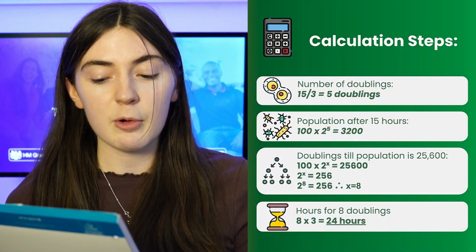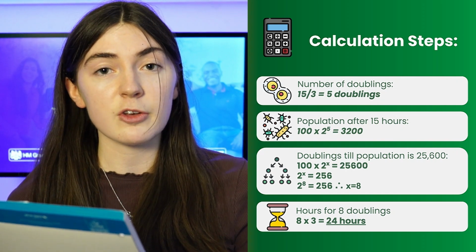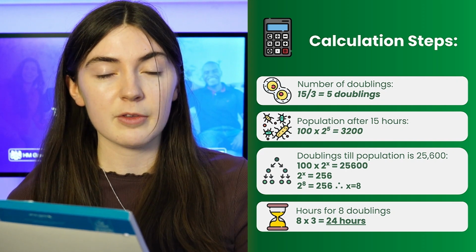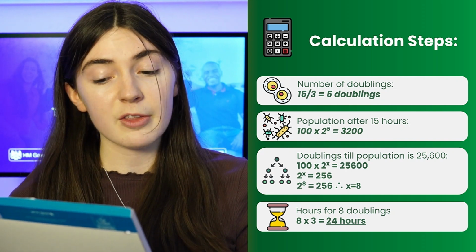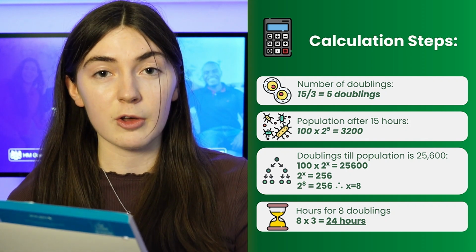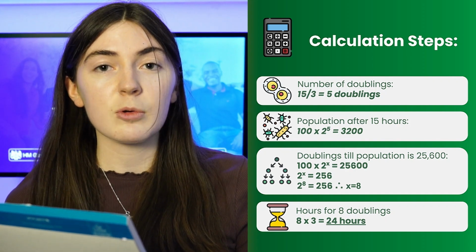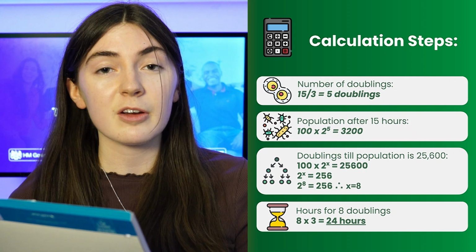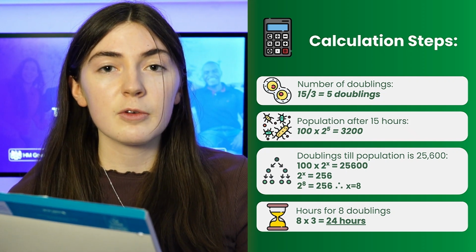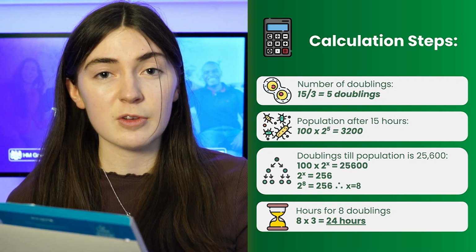To work out the number of hours to get to 25,600, we set an equation where 25,600 equals 100 times 2 to the power of an unknown factor, because we don't know the number of doublings. We'll do 25,600 divided by 100 to get 256 equals 2 to the power of an unknown factor. Then, if we think about our powers of 2, 2 to the power of 8 is equal to 256. This means there is 8 doublings to reach 25,600. And because it doubles every 3 hours, we do 8 times 3 to equal 24 hours to reach 25,600.